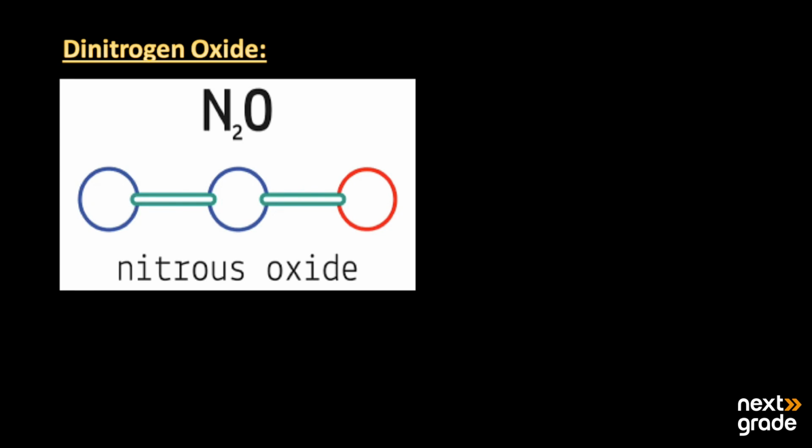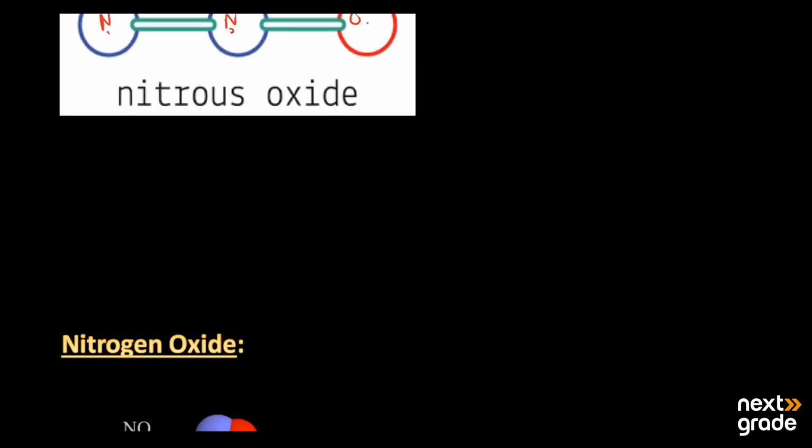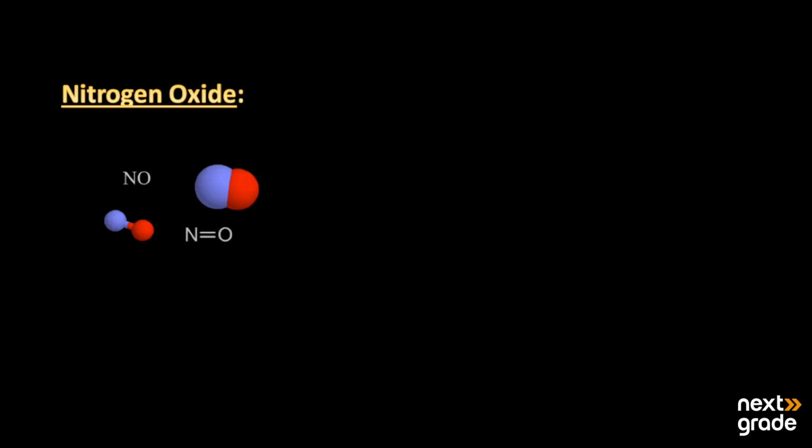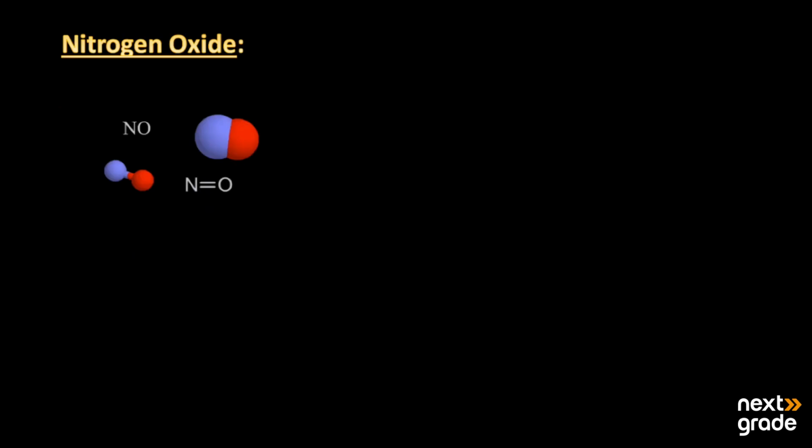Dinitrogen oxide has the formula N2O, in which two nitrogen atoms are present and one oxygen atom is attached to them. So nitrous oxide is a very simple oxide of nitrogen, having one oxygen along with it. Then the second oxide of nitrogen is nitrogen oxide, which is simply NO.